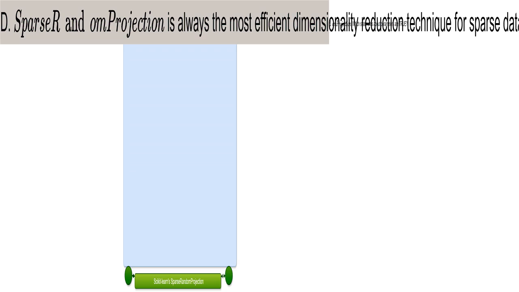Statement D says that sparse random projection is always the best choice for sparse data. I find that this is false. The best method depends on the specific dataset and what one is hoping to achieve. Other methods might perform better in certain situations.